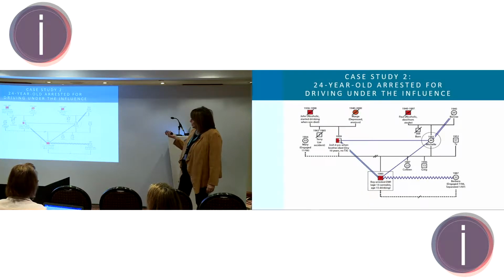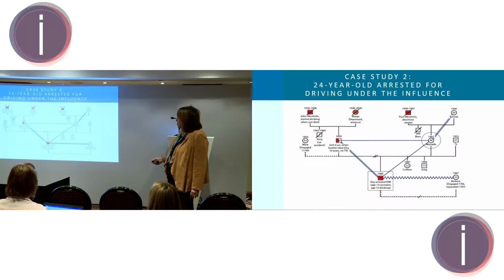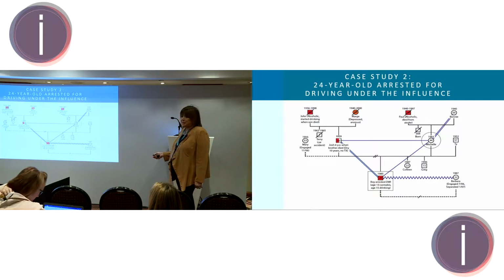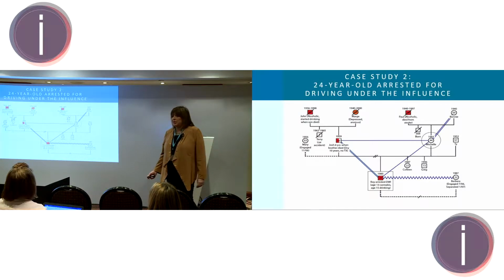So this is a genogram of our friend Roy, who is 24 years old and was arrested for a DWI, driving while under the influence. He started his first cannabis use at age 13 and began drinking at age 15.